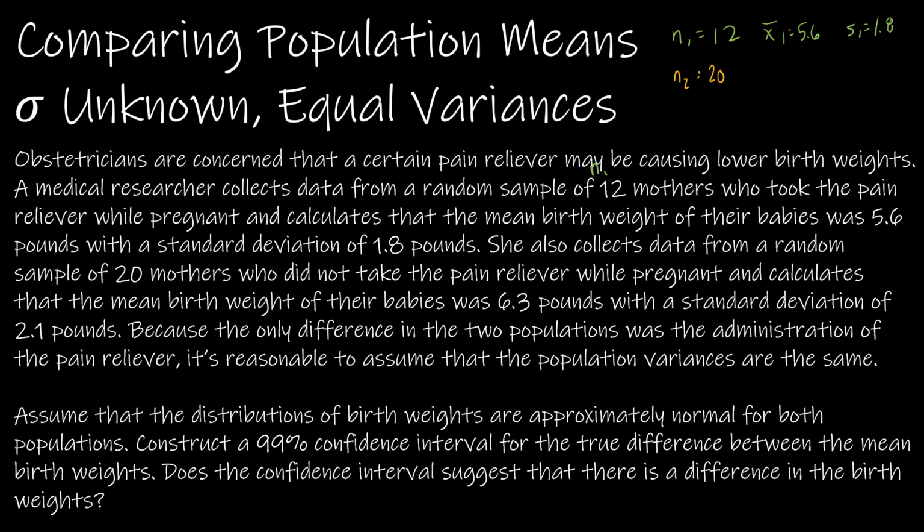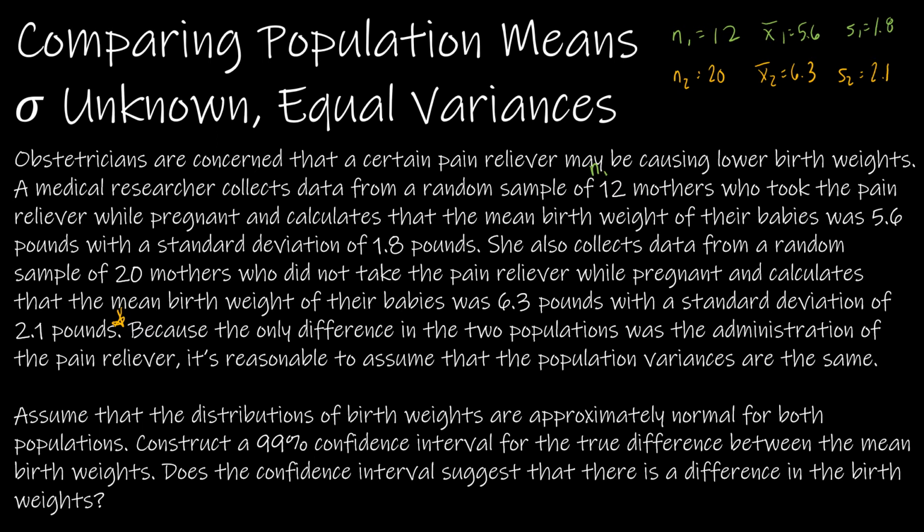Calculates that the mean birth weight of babies was 6.3 pounds with a standard deviation of 2.1. And this part is key, because the only difference in the two populations, and weight is a normally distributed variable, the only difference between the two populations was the administration of the pain reliever, so it's reasonable to assume that the population variances are the same. So typically they're going to tell you that they're the same or give you enough information that you should be able to determine they're the same.